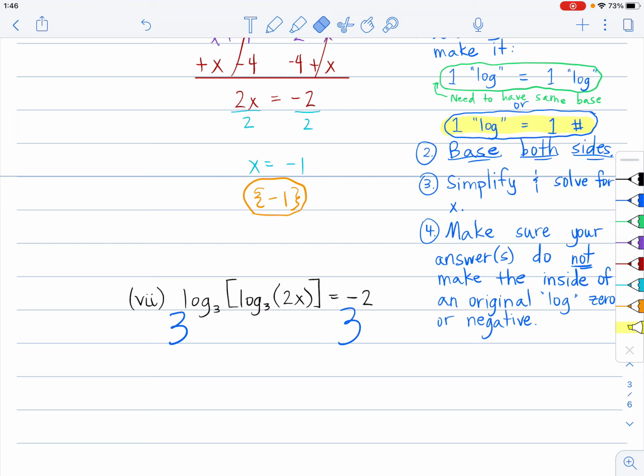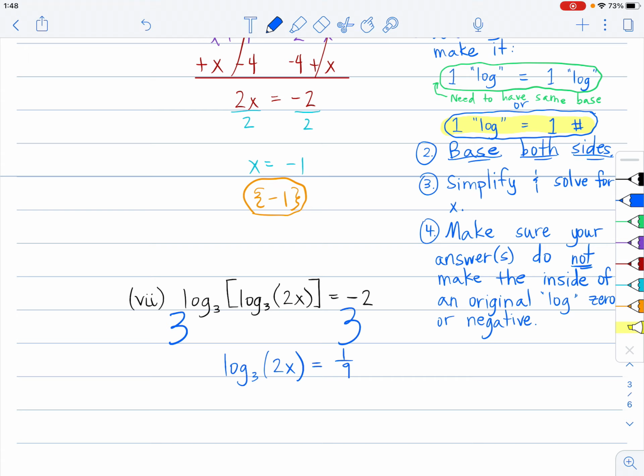Because exponentials and logarithms are opposites, like plus, minus, multiply, divide, squared and square root. They undo each other. So 3 raised to the log base 3 cancels, and log base 3 of 2x falls out. 3 to the negative 2 power is 1 over 3 squared, or 1/9.